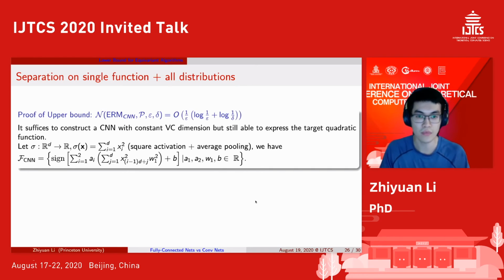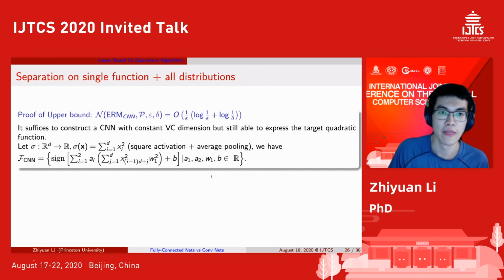Okay. So the upper bound. The upper bound is indeed very trivial. It suffices to construct a CNN with constant VC dimension, but still able to express the target quadratic function.